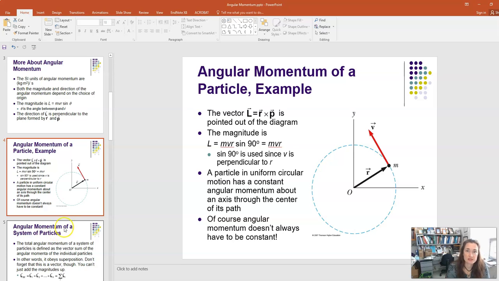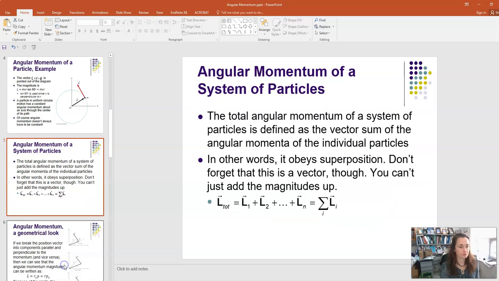Your angular momentum can vary in time, and your position and momentum vectors do not have to be perpendicular to one another for different types of problems. Now, just like so many other vectors, angular momentum obeys superposition. What that means is that the total angular momentum of a system of particles is the vector sum of the angular momenta of the individual particles.